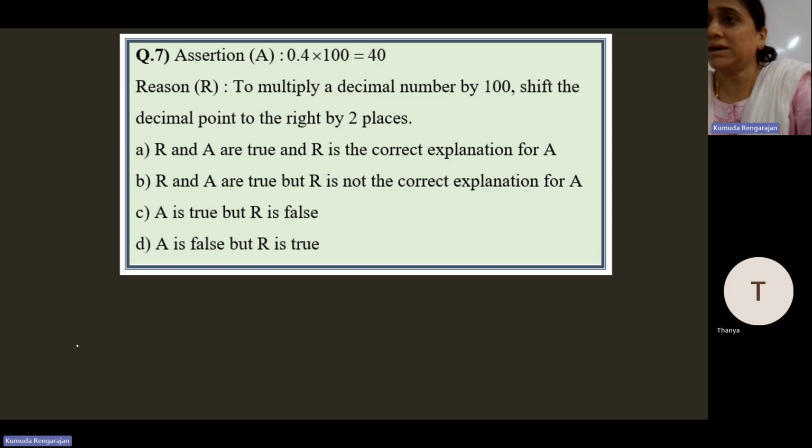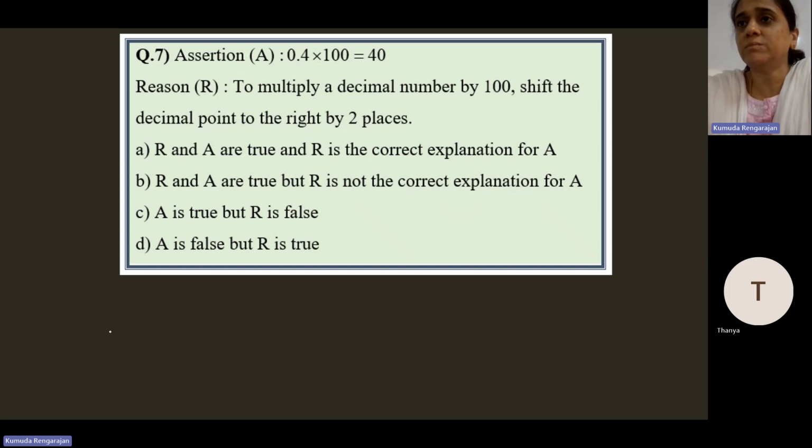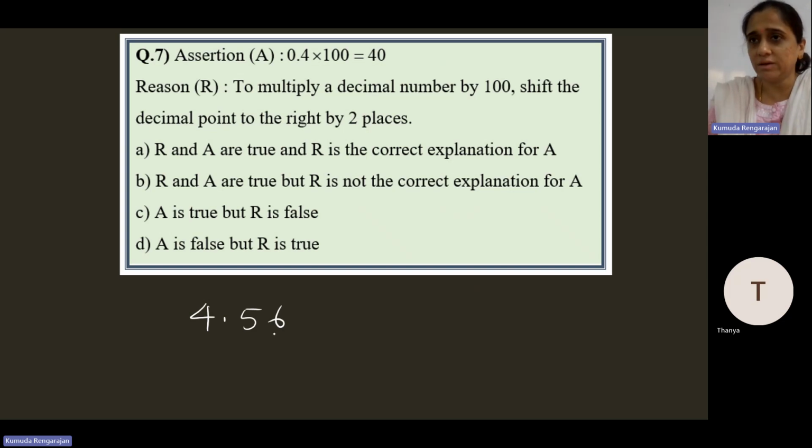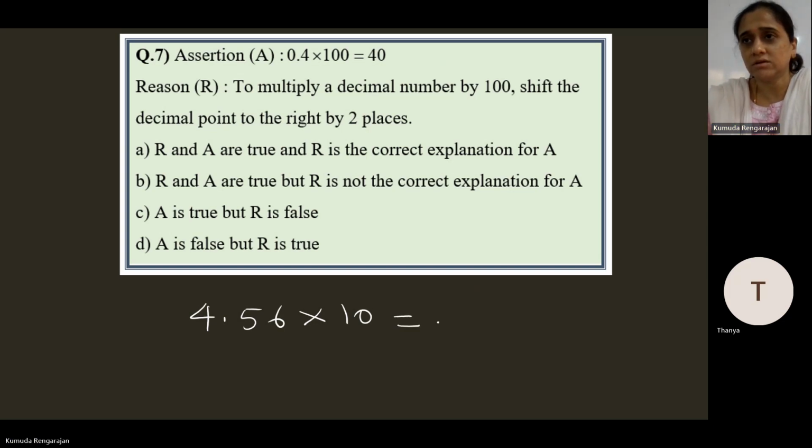See, whenever we have to multiply a decimal number by 10, we have to shift the decimal point to the right by 1 decimal place. Now, supposing we have 4.56. This is a decimal number. Say you have to multiply by 10. What is the answer? So 4, 5, 6, add a 0.